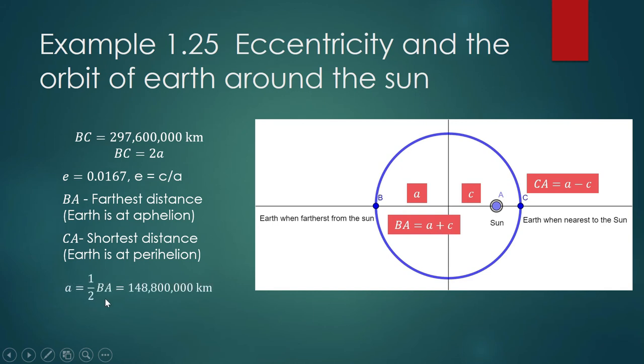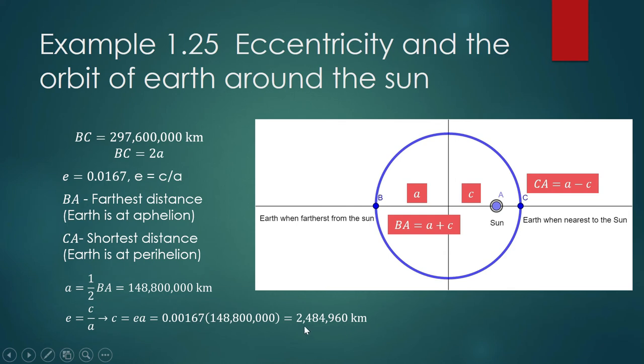a is 1/2 the length of your major axis. I am sorry, this is wrong. This should not be BA, this should be BC. So a is 1/2 the length of your major axis, BC. I apologize. And that is equal to 148,800,000 kilometers. How about c? We are not given c in our problem. What we are given is the eccentricity. So we have the value for e and the value for a. Solving for c, c is e times a. So we did the multiplication, and this is the value of c.